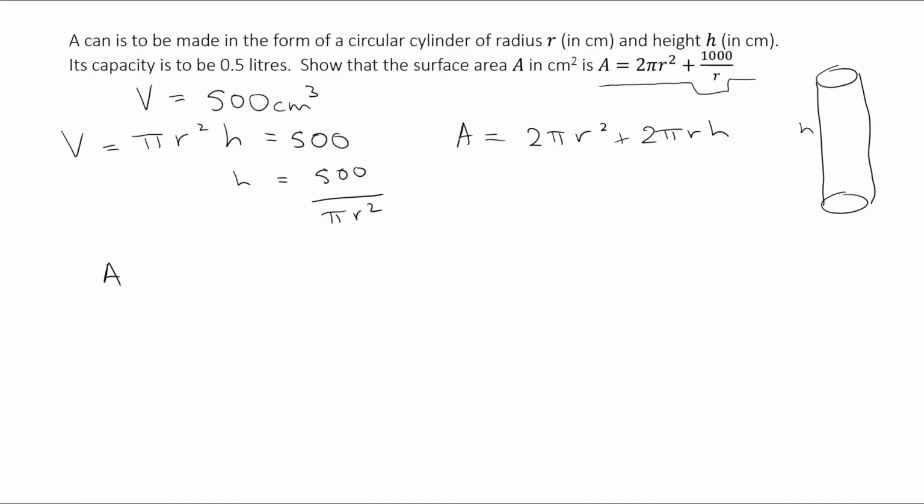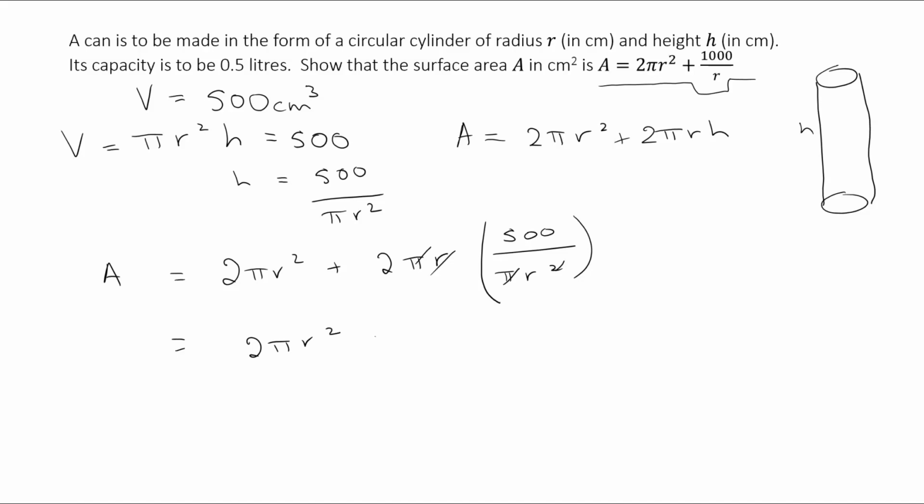Now, we know what A is. It's 2 pi r squared plus 2 pi r times 500 over pi r squared. We cancel one of those and one of those, cancel that and that. So now we have 2 pi r squared plus 1000 over r. That's what we were asked to prove. Okay, we did it right.